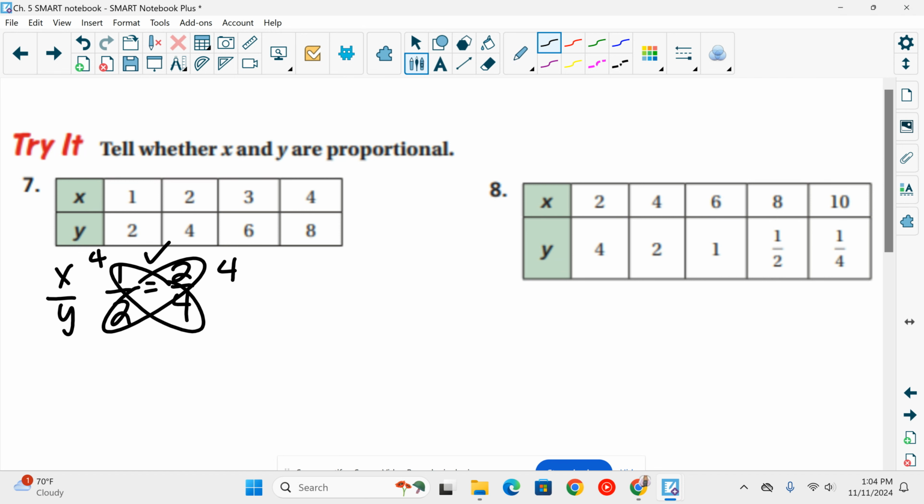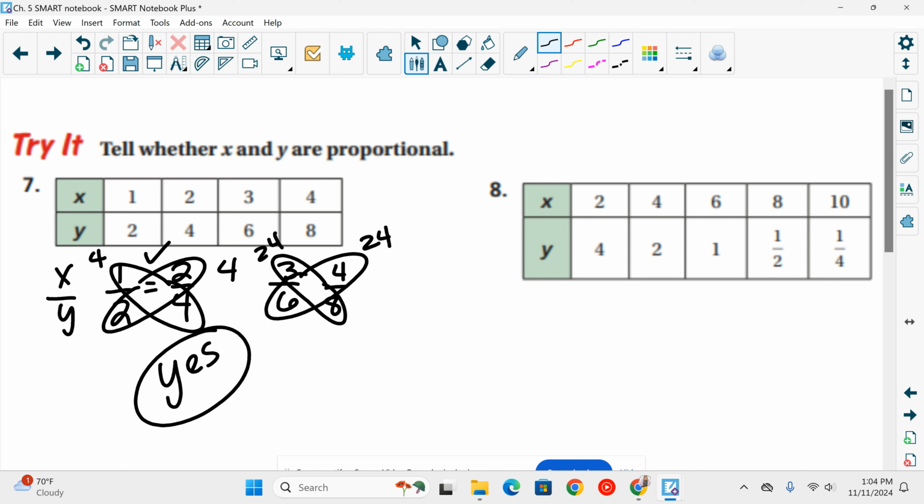I want to test out the other ones. I have 3 to 6 and 4 to 8. 3 times 8 is 24. 6 times 4 is 24. Are those proportional? So is this table proportional? Yes. So when I graph, this line will also be proportional.